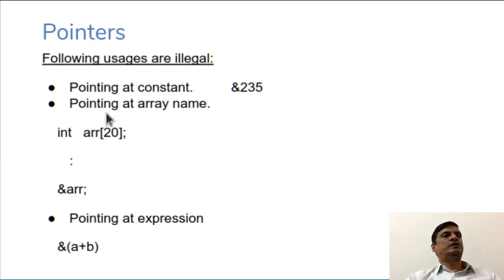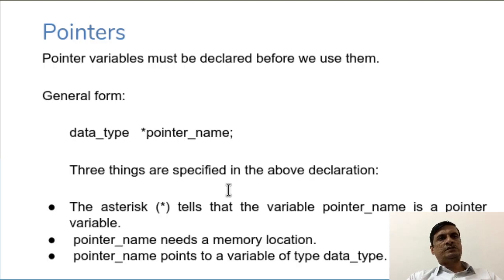The third way of illegally using pointers is, say, ampersand of a plus b. a plus b is an expression. Assume that a is an integer and b is of the type integer. Using the address of operator on an expression is totally illegal. Never use it. So these are the three ways where people usually use the concept of pointers in a wrong manner.